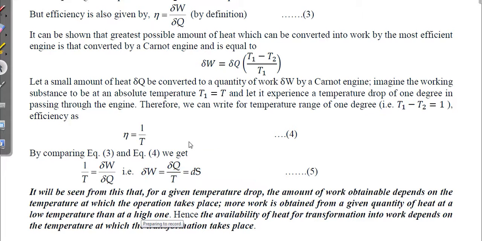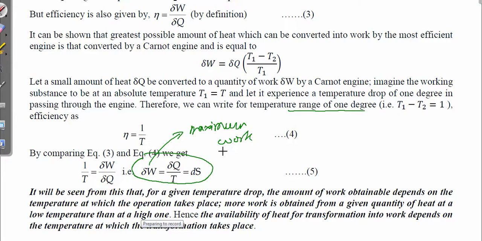This is the very important formula we got from applying this unit degree, a temperature range of 1 degree, and that too in the Carnot cycle, giving the maximum. This work done will give the maximum work. Why? Because we have placed a Carnot engine in between. So, maximum work output.